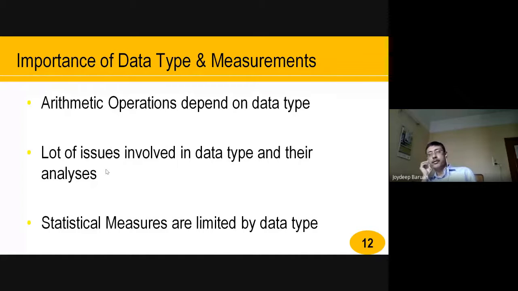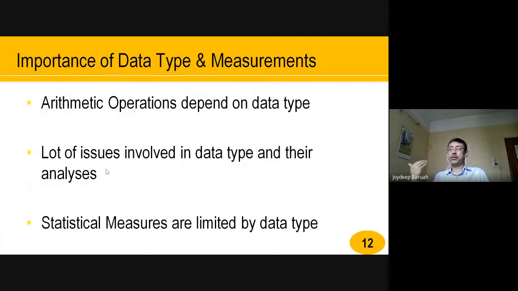So understanding the kind of data that you look for is extremely important before we go for the method of data collection. We have to decide what kind of data we are trying to use. Unless we have that, you cannot decide the methods of data collection.